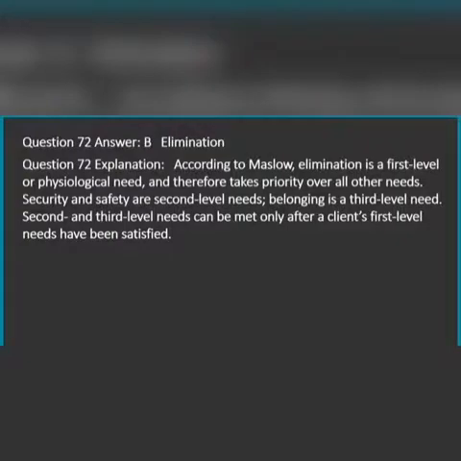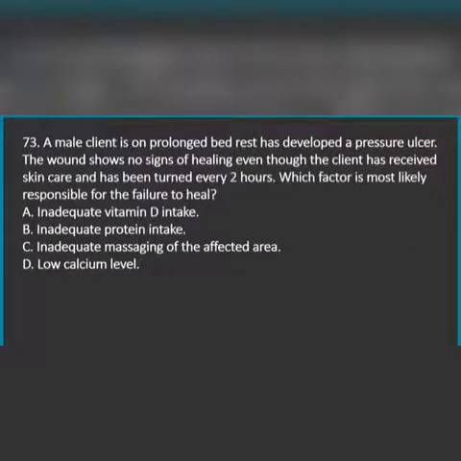Second and third-level needs can be met only after a client's first-level needs have been satisfied. Question 73. A male client is on prolonged bed rest, has developed a pressure ulcer. The wound shows no signs of healing even though the client has received skin care and has been turned every 2 hours. Which factor is most likely responsible for the failure to heal?